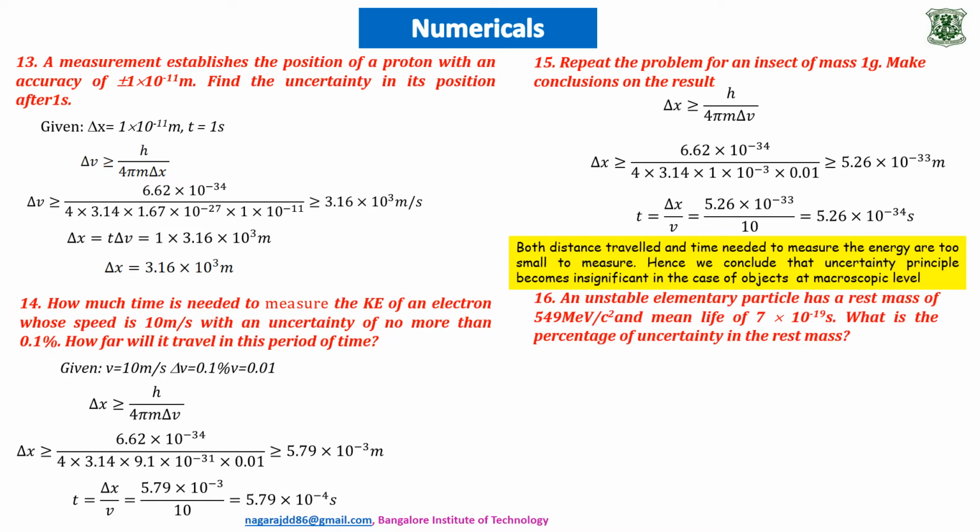Next question. An unstable elementary particle has a rest mass of 549 MeV per c square. See, once again mass is given in terms of energy. And mean life 7 into 10 power minus 19 second. What is the percentage of uncertainty in the rest mass? So far we were calculating uncertainty in the position, momentum, energy and the time. This time it is uncertainty in the measurement of the mass itself.